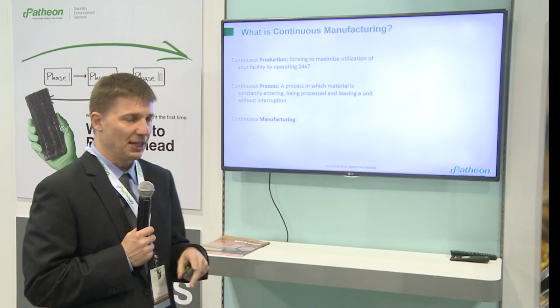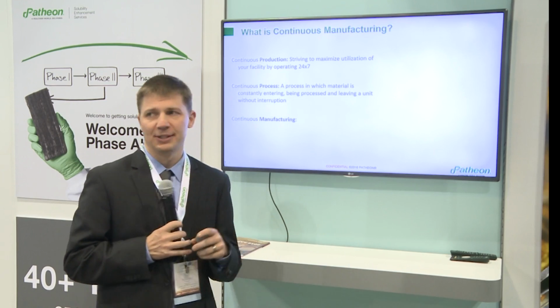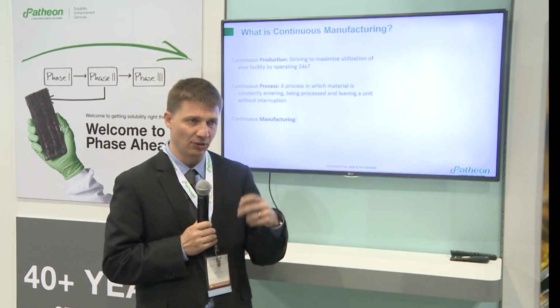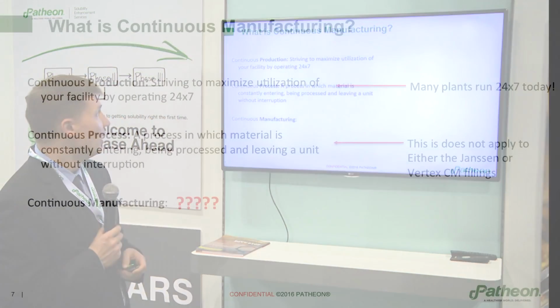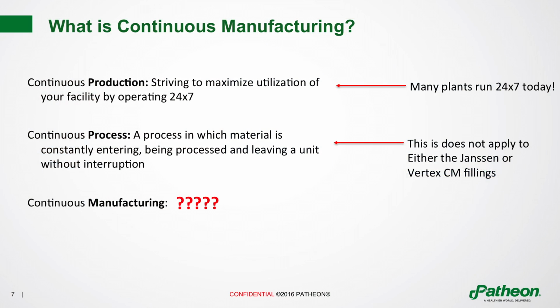So I'm going to take a pause here. I'm going to step back and talk about what is continuous manufacturing, because it's an important thing, and then I'll go a little bit technically into what it is. Continuous manufacturing gets confusing nowadays because there's 3 different terminologies that people talk about, and they use them interchangeably, and they're not. One is continuous production, the other one is continuous process, and the other one is continuous manufacturing.